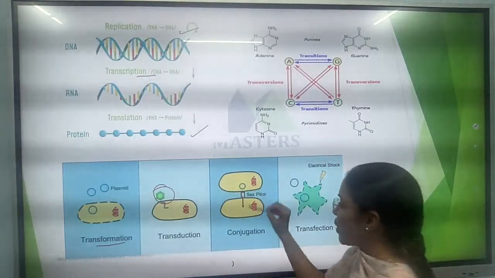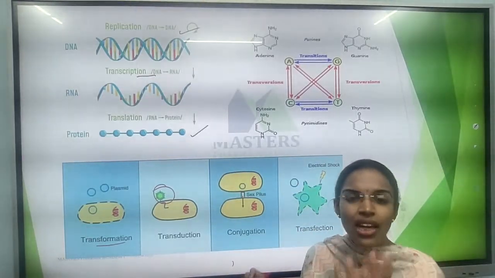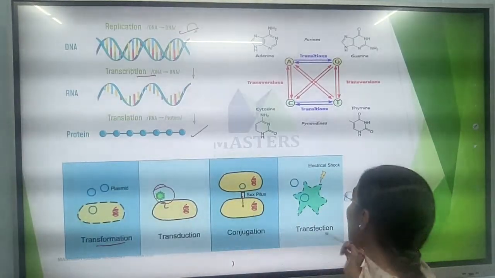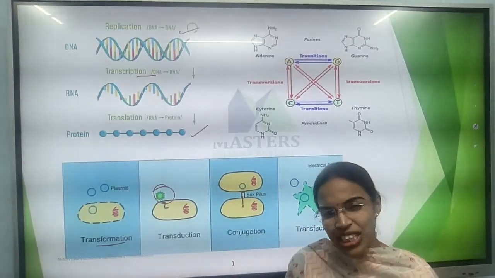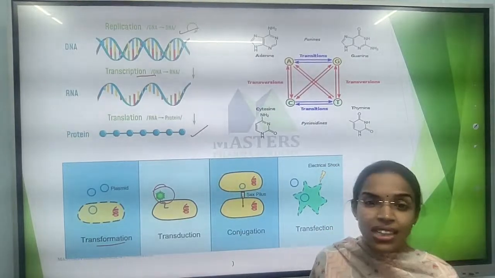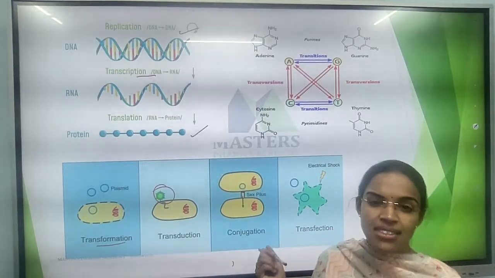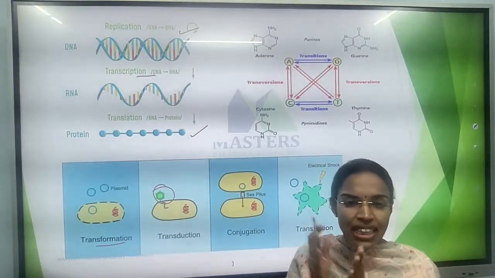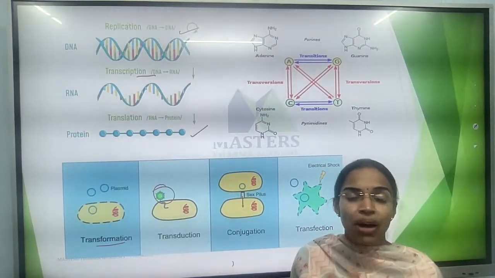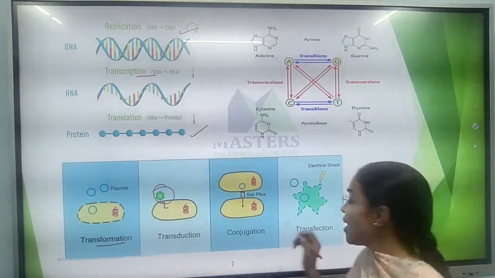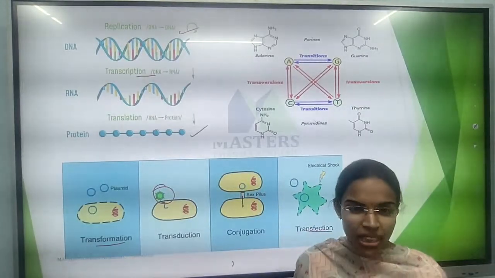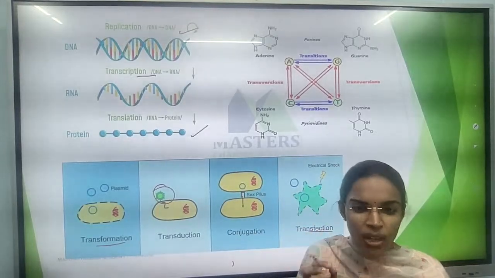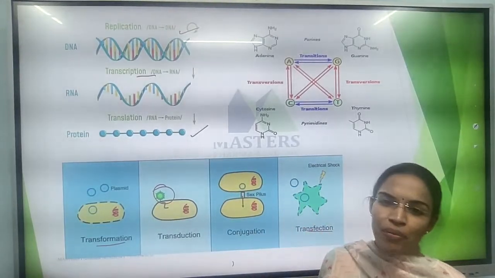Conjugation. What is conjugation? Attachment of bacteria is known as conjugation. And transfection. What is transfection? When the DNA transfer is mediated by an electric shock, it is known as transfection. When it is mediated by virus, it is known as transduction. When it is mediated by electrical shock, it is known as transfection.